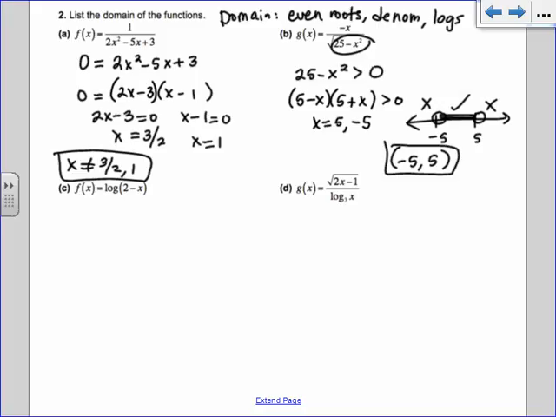All right, so I said you can't take the log of a negative number. You also can't take the log of 0. So whenever you see a logarithm, I want you to take this part and it needs to be greater than 0. So you're going to say 2 minus x has to be bigger than 0.